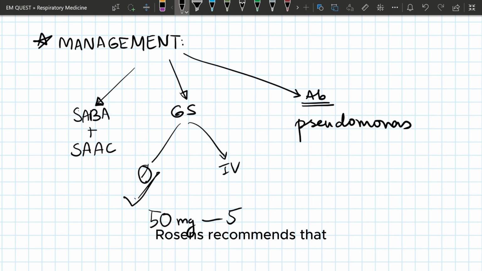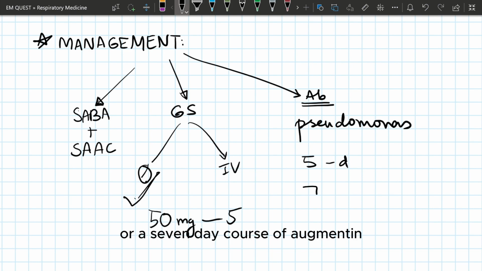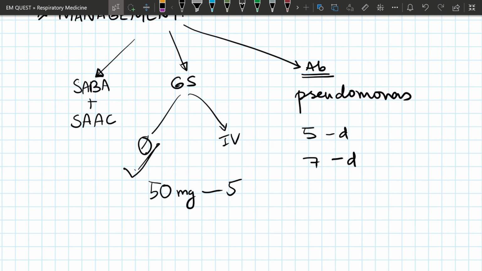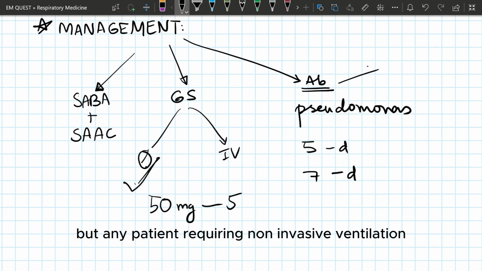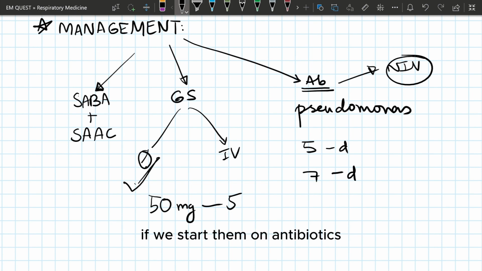Rosen's recommends that you can give either a 5-day course of macrolides or a 7-day course of Augmentin or tetracycline as initial antibiotic therapy, and you must give them follow up. In the follow up, the marker of improving infection is if their sputum production has decreased. But any patient requiring non-invasive ventilation must be on antibiotics, or if they've been endotracheally intubated, they must be on antibiotics because there's clear literature proof that demonstrates decreased mortality if we start them on antibiotics.